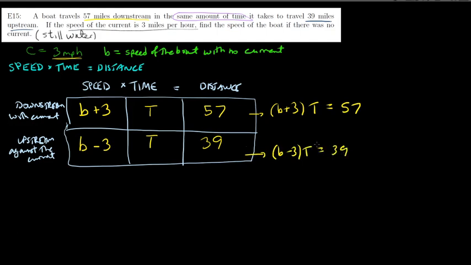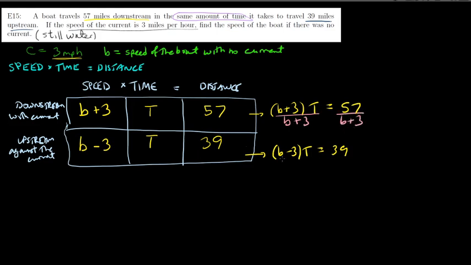Now, if you're wondering how am I going to solve this, because I have b and t here, I have two variables. Remember, we also have two equations. So we have two variables in two equations. Whether you call them x and y or b and t, it doesn't matter. We should be able to solve this using the techniques from Chapter 4. So here's how I'm going to do it. I'm going to divide both sides of this by b plus 3.